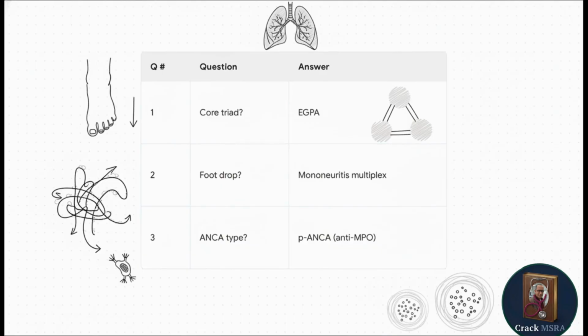First up, a 45-year-old man with a 5-year history of severe adult-onset asthma presents with fatigue, weight loss, new-onset foot drop, and high eosinophils. What's the diagnosis? Think back to our AEV core diagnostic triad. It's EGPA. Next, what is that specific peripheral nerve deficit characterized by asymmetric loss, like a foot drop, called? The answer is mononeuritis multiplex. And third, unlike granulomatosis with polyangiitis, which is c-ANCA positive, what type of ANCA is found in a subset of EGPA patients? The answer is p-ANCA, specifically anti-MPO.